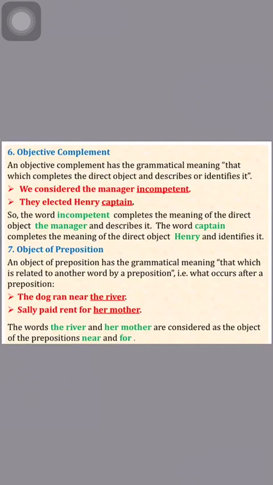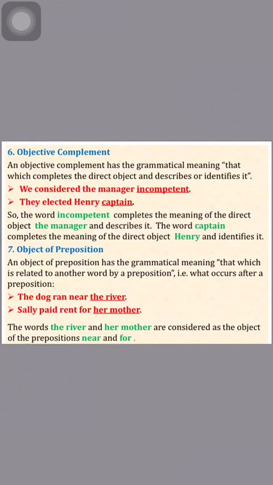We consider the manager incompetent. We, the subject; consider, the verb; the manager, direct object. So the manager is considered as what? Incompetent. So incompetent completes the meaning of the direct object, not the subject. Incompetent has nothing to do with we, rather with the manager. They elected Henry captain. Who is the captain, Henry or they? Of course, Henry. So captain here, as a noun, completes the meaning of Henry, the direct object. As such, it is considered an objective complement.